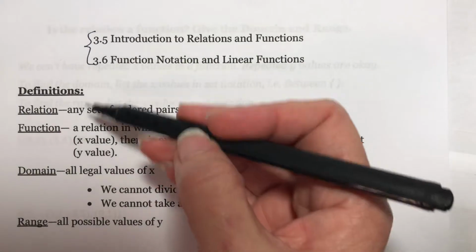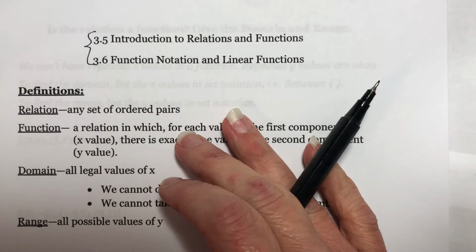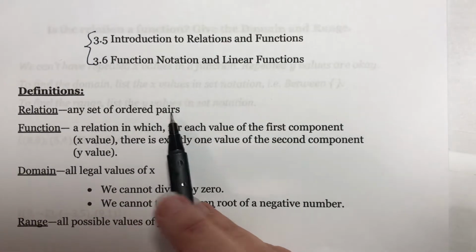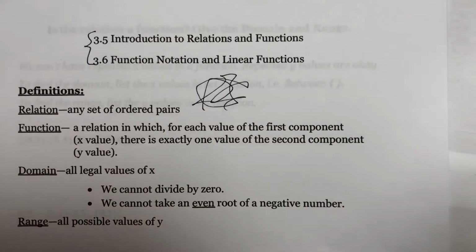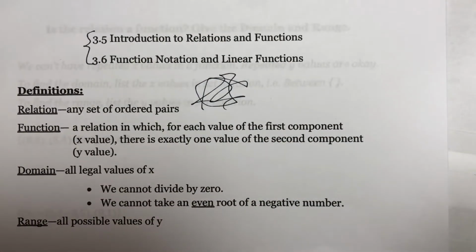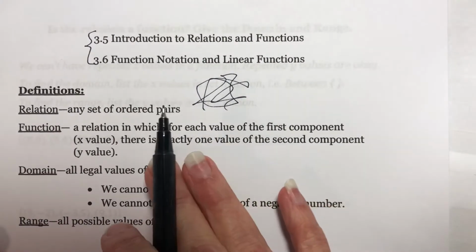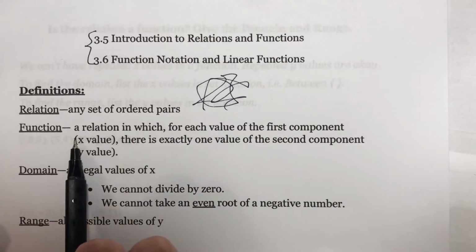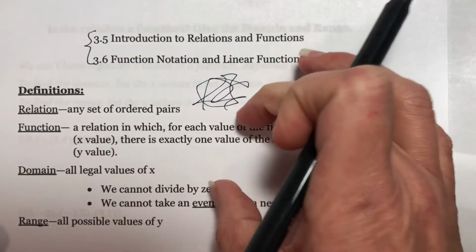We need some definitions first, and then all of this will make a lot more sense once we get into some examples. A relation is any set of ordered pairs. So I could list a bunch of ordered pairs and it would be a relation. I can put any kind of squiggle I want on a graph and it's a set of ordered pairs, so it's a relation. This is a very general definition. Now a function is a relation in which for each value of the first component, for each x value, there is exactly one y value. This will make a lot more sense in a minute.